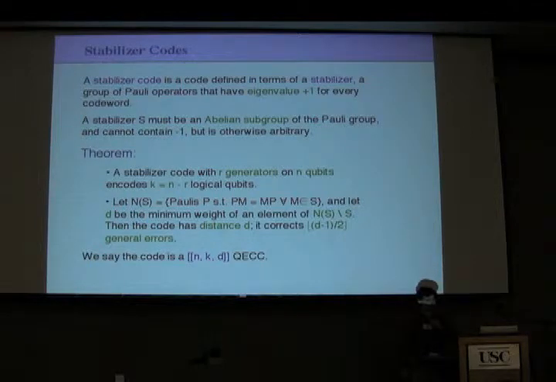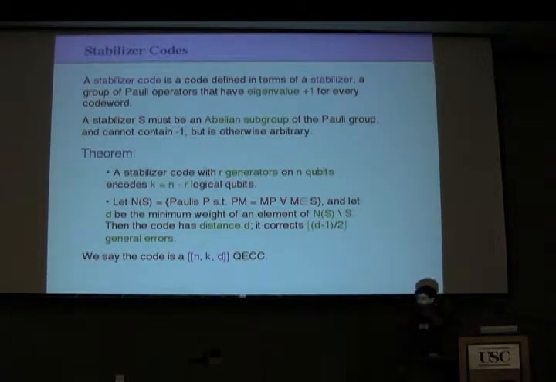However, it's not always a different encoded state, right? Because the stabilizer is an abelian subgroup, anything in the stabilizer commutes with everything in the stabilizer, and therefore S is a subset of N(S). But for things in the stabilizer, the code words are plus one eigenvalues of all of those operators. So if we apply something in the stabilizer, we get back the same state. So that's not an error. That's doing nothing, right? That's just acting like the identity on the code space. And therefore, the set of undetectable errors is N(S) minus S. And so based on that, we define the distance of a code to be the minimum weight of an element of N(S) minus S.